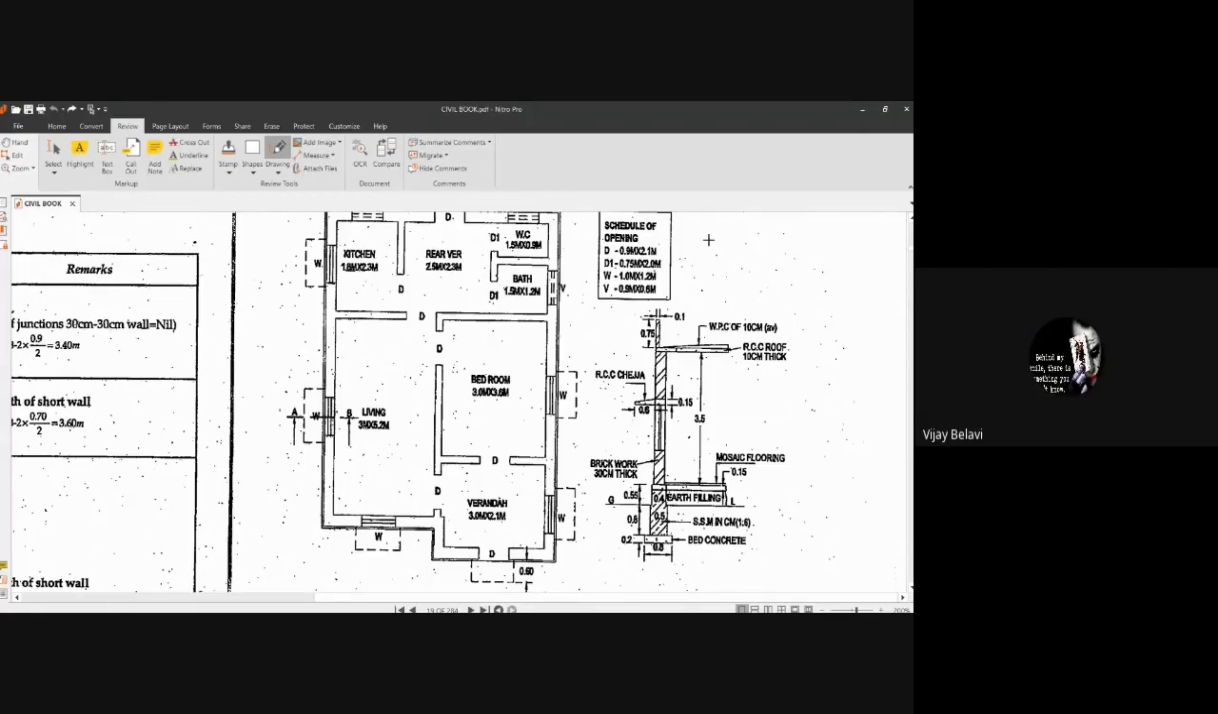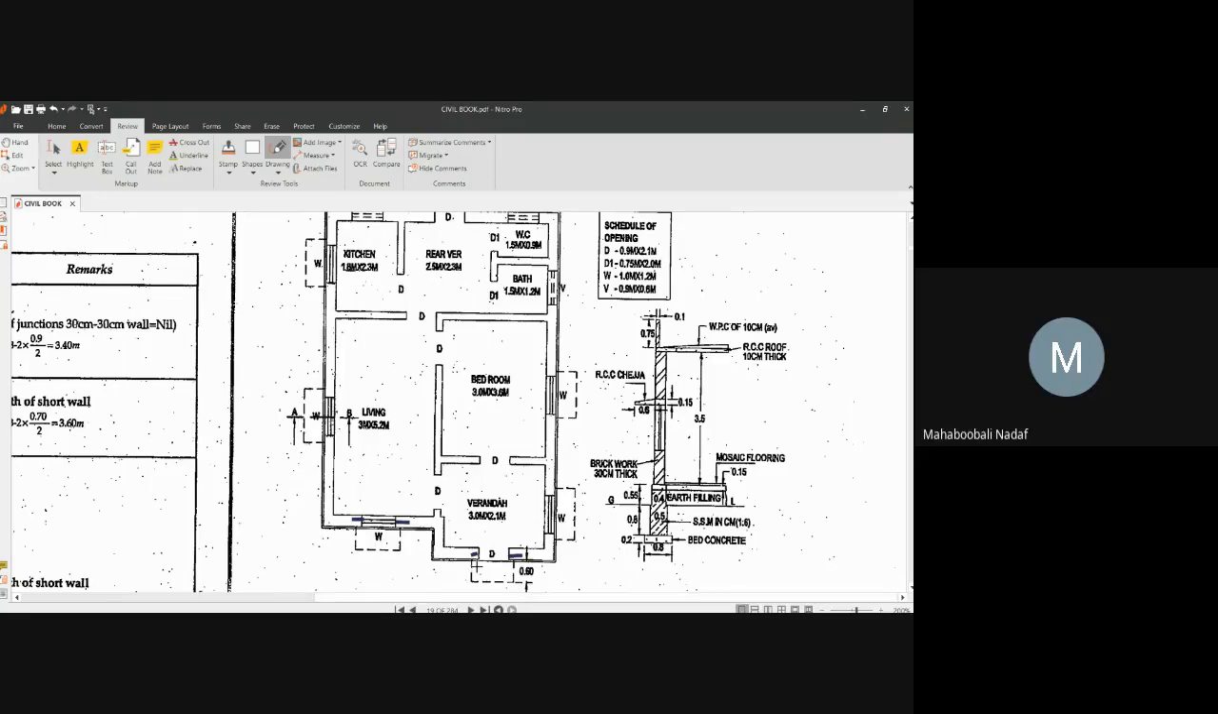Now, see what is the door size here? 0.9. But chajja, they have extra some projection. 0.15 here, 0.15 here. Wherever window, wherever door is there, they have given some extra 0.15, 0.15. Yes or no? Yes, sir. Okay. Now, see here.